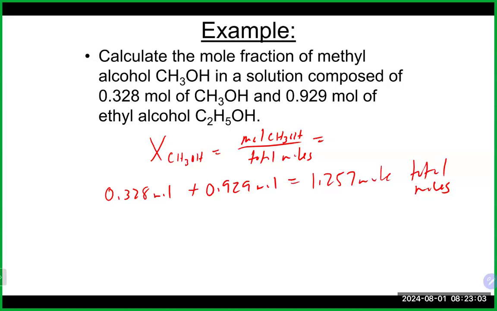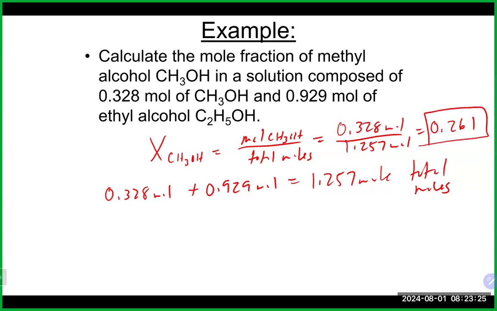So to calculate what we're looking for, we take the moles of our methanol in this particular case, divided by the total moles. And in this case, we will end up with about 0.261. About 26% of it is made up of methanol. If we wanted the mole fraction for the other component, we could do the exact same calculation for the other component, which would be our moles of the other component divided by the total moles of 1.257.